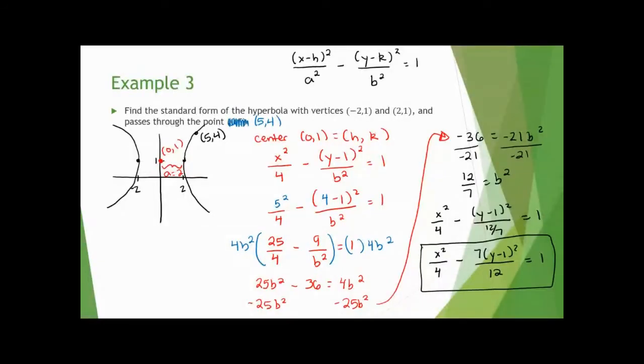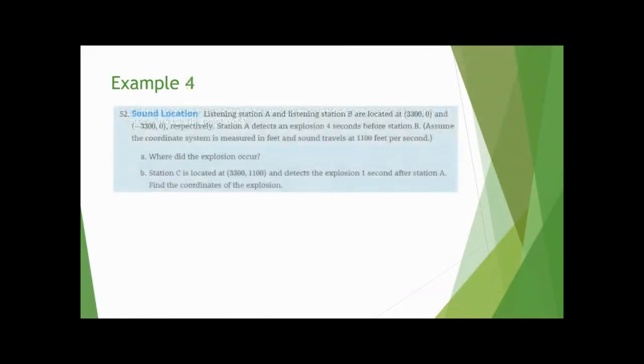Now the last example that I have here, if I can get it to pull up. This is a word problem. It's similar to what you have to do on the application assignment. So we have listening station A and listening station B located at 3300, 0 and negative 3300, 0 respectively. Station A detects an explosion 4 seconds before station B. Assume the coordinate system is measured in feet and the sound travels at 1100 feet per second.